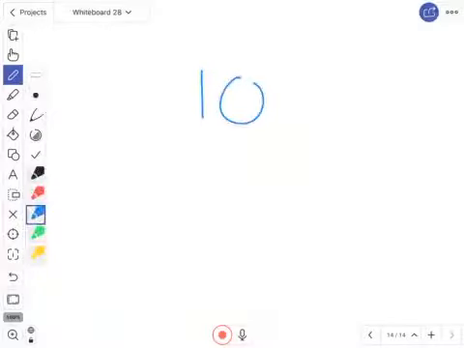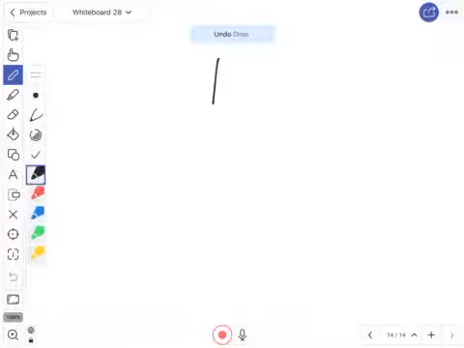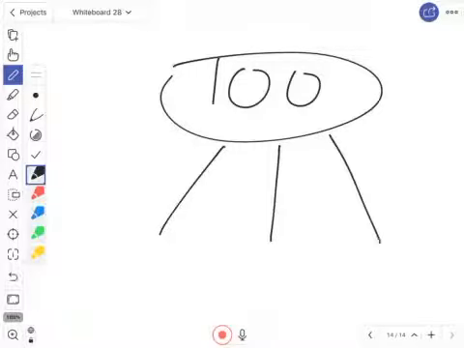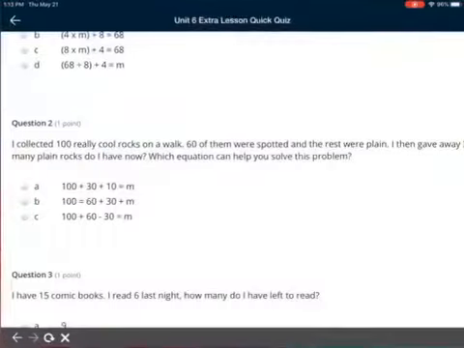If I know that 100 is my... I'm going to change my color here. If I know that 100 is my total, and I have some different parts here, because I know that I had found 60 and I'd given away 30, I think that's going to help me figure out what to do for that one.